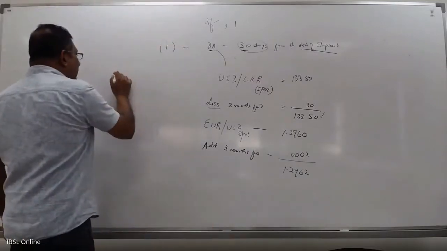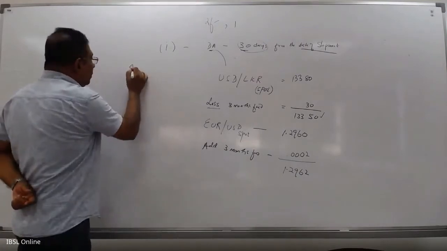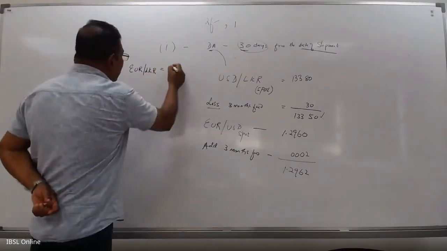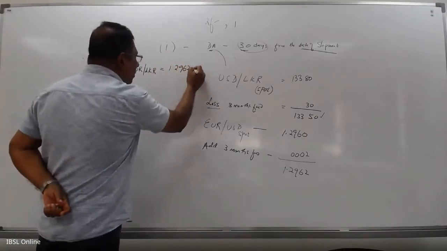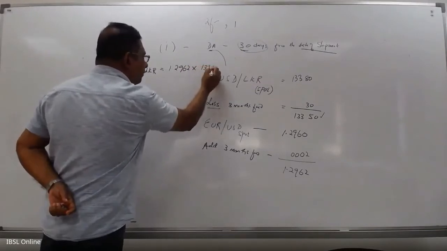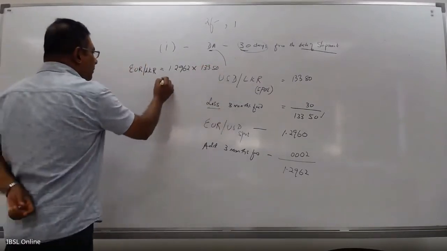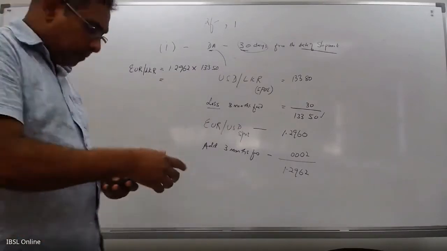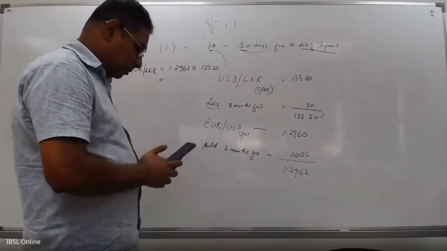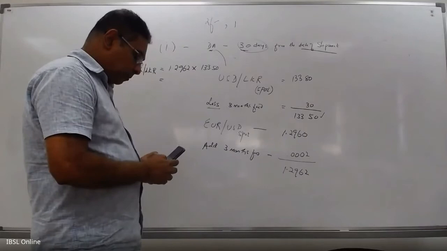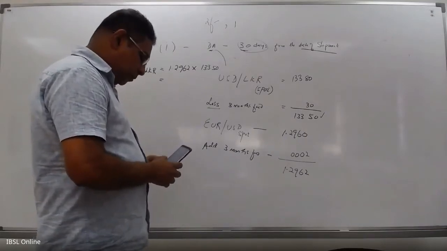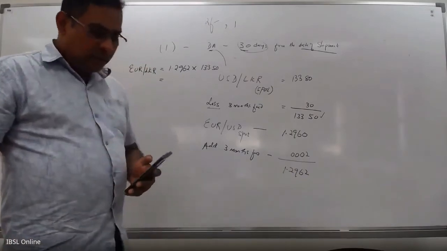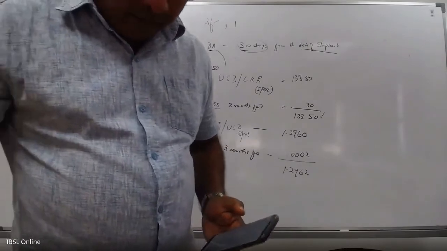Therefore, euro to LKR, that's the cross currency, is equal to 1.2962 times 133.50. We will multiply to the 4th decimal point. 1.2962 into 133.50 is 173.0427 that I am getting.